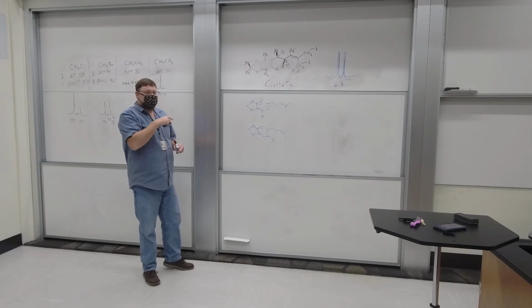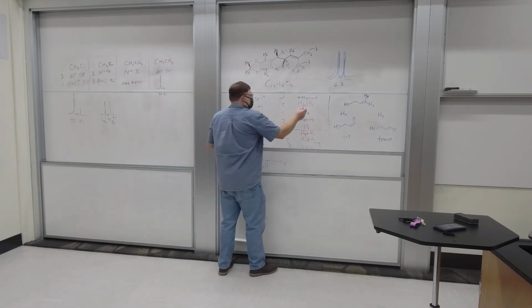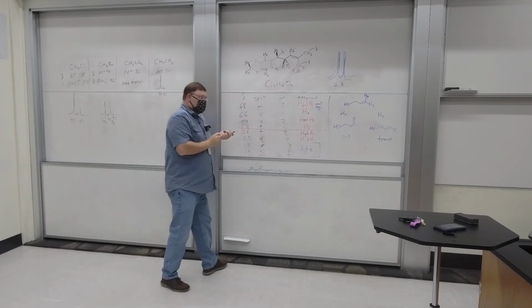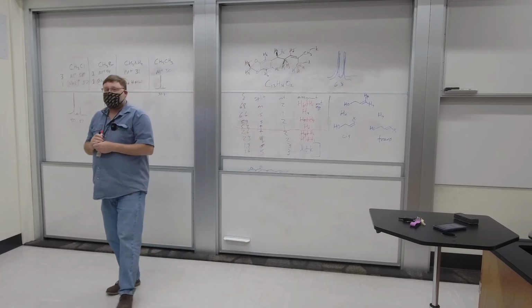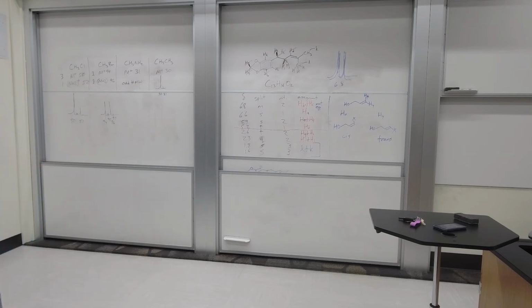So that means B and C are non-equivalent. So there might have been some confusion here. Just because they overlap and make a multiplet does not make them magnetically equivalent. All right? Non-equivalent atoms can overlap coincidentally.